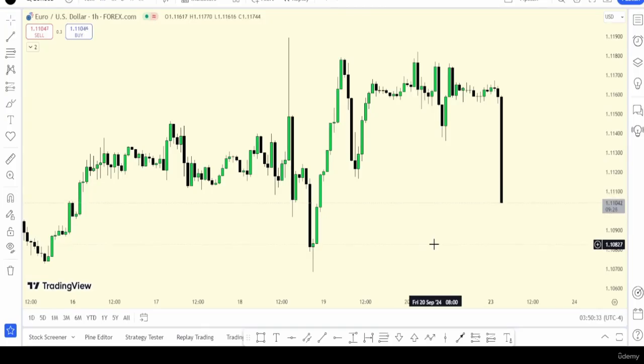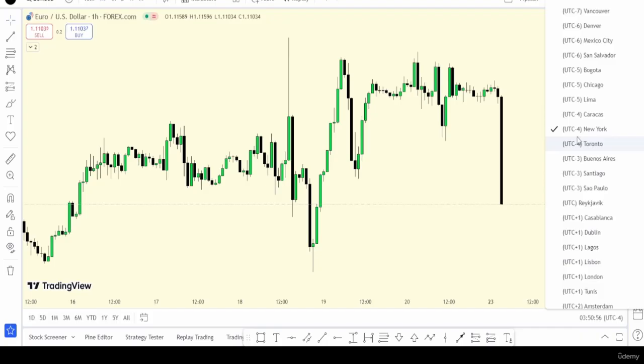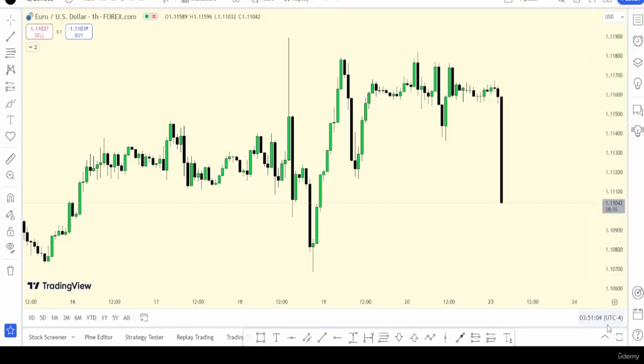In this lesson, we'll be talking about setting up your trading platform, and we'll be looking at the time zone. On the far right corner of your TradingView chart, you'll see that there's a time zone. So you click on it. You'll see that there are different time zones, UTC, but the one we want to consider in this course is the UTC-4 New York zone. So you are going to click on it, and this is the time zone that we are going to be setting for the entire course.